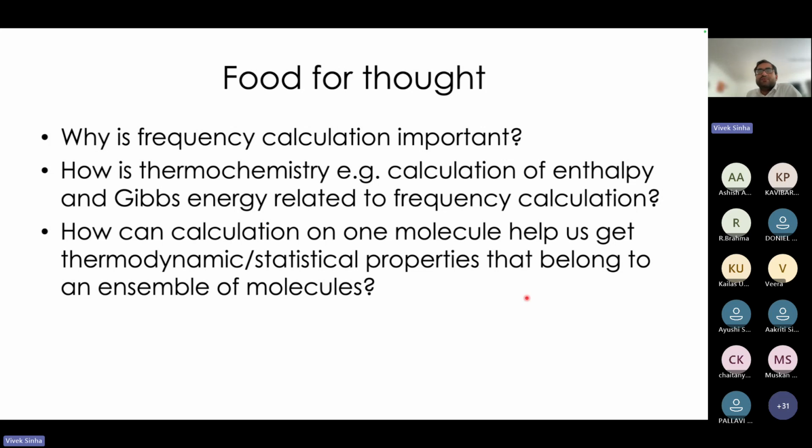That's very true, and that's why frequency calculations are very important. When given a geometry, it helps you characterize where it sits on the potential energy surface. It gives you an idea of that. And you're very right when you do transition state calculations.